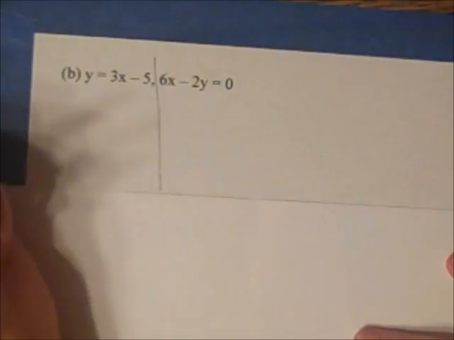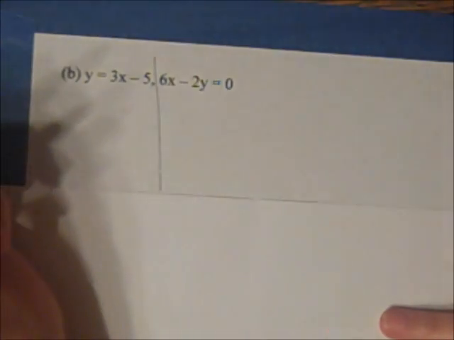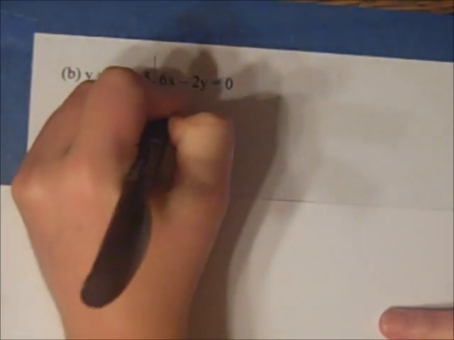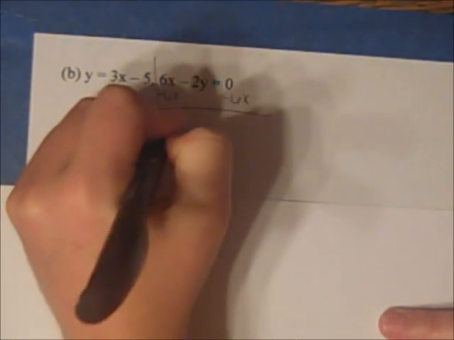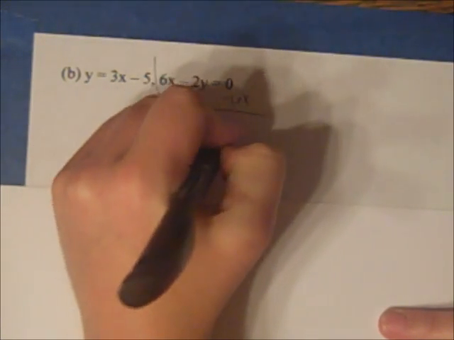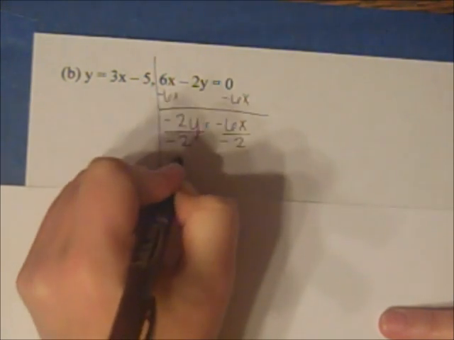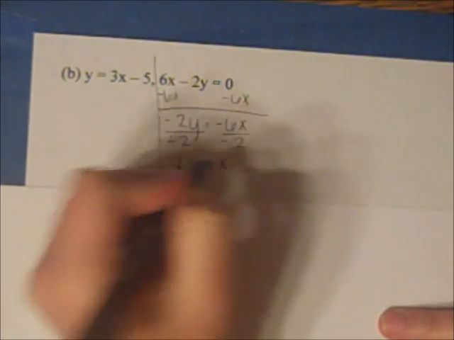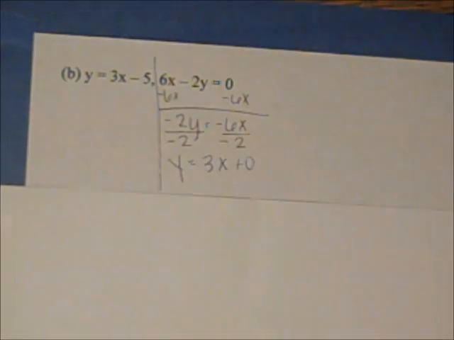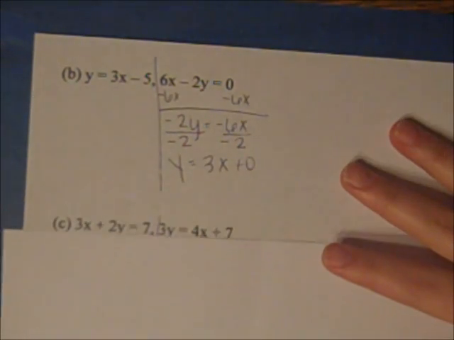So this one is in slope-intercept, ready to go, but this one's not. So it's in standard form, so I'm going to have to solve it. So let's move the 6x over. Negative 2y equals negative 6x. Divide by negative 2, y equals 3x. And you could put the plus 0 if you want to. You don't really need it.